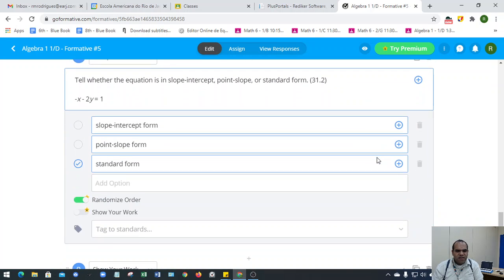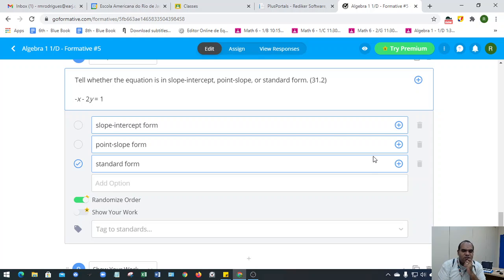Number 8. Tell whether the equation is in slope-intercept form, point slope, or standard form. Guys, slope-intercept form, I solve for y. I think you remember this, we did it a few seconds ago. Point slope, it's solved for x. We did it too in class. And the standard form is the form where x and y are mixed, sometimes with numbers, sometimes not. Look at the equation here.